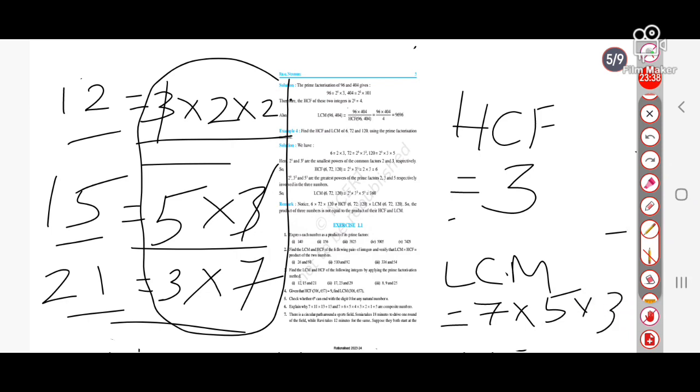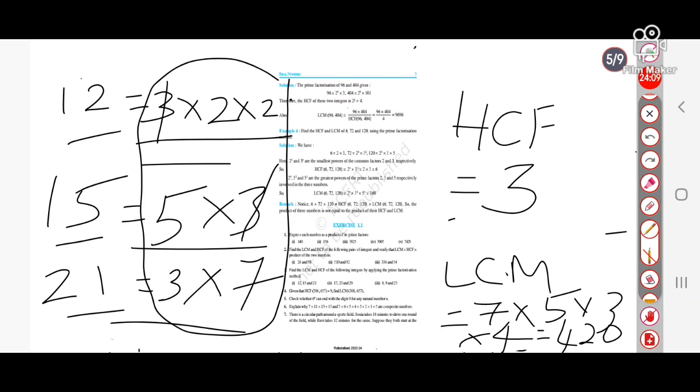Okay, then we have to multiply the 2 cross 2 that is present in the same set, so 4. Upon multiplying these numbers we get the LCM value, that is nothing but 420. So the question which they asked is, we need to find the LCM and HCF of the following integers by applying the prime factorization method.